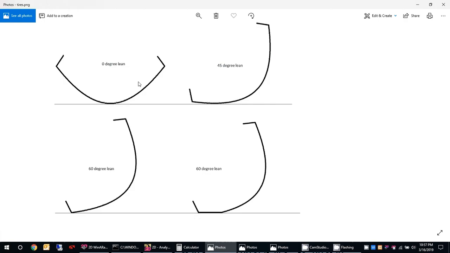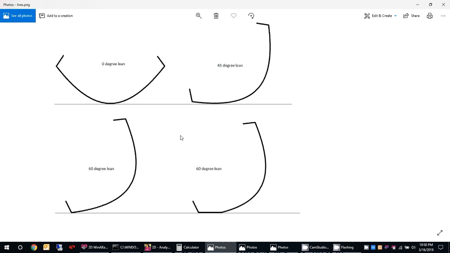I drew some diagrams here. Here's a tire at 0 degrees lean angle, here's a tire at 45 degrees. We can see that at 0 degrees lean angle we don't have a large contact patch, and at 45 degrees we have more contact patch. Take a look at your tire next time and you can see that. Pay attention, because the motorcycle tire designers have done this on purpose. The more you lean, the more contact patch you're going to have.